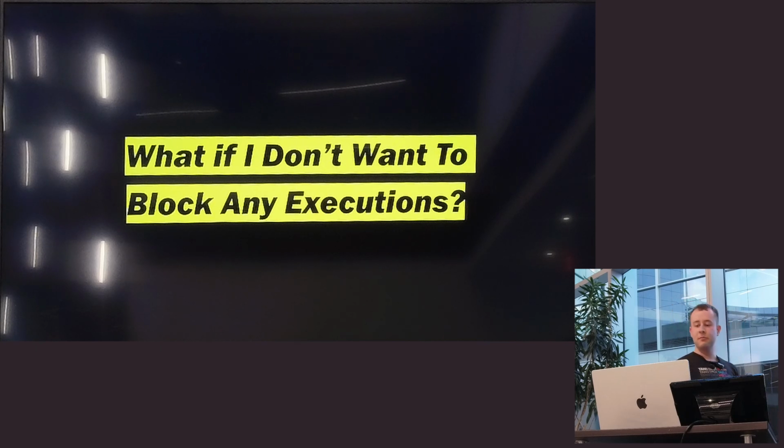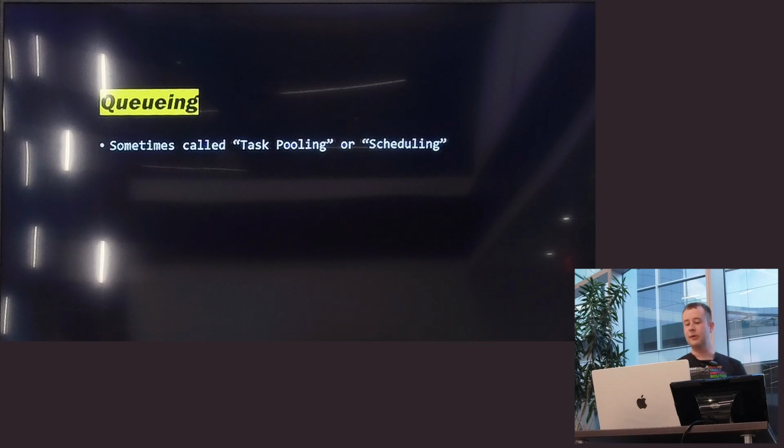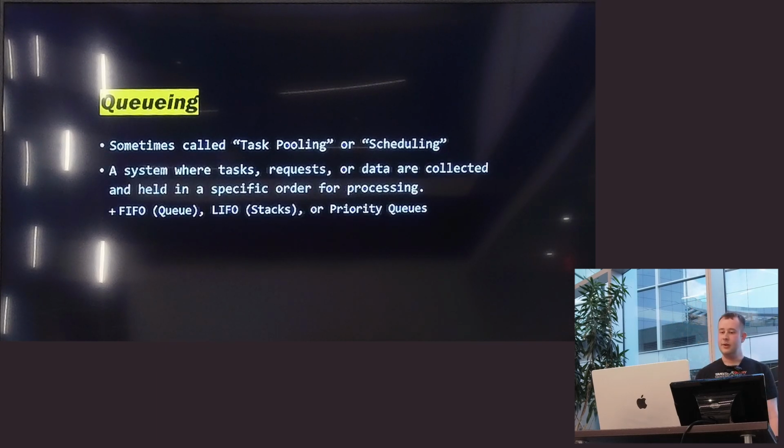That's where we're going to introduce another concept called queuing. You can call it task pooling or scheduling, there are a lot of names for it, but in the library that I'm making right now, we're just calling it queues. It's also at version 0. We might rename everything at some point, who knows. So queuing is a system where tasks, requests, or data are collected and held in a specific order for processing.